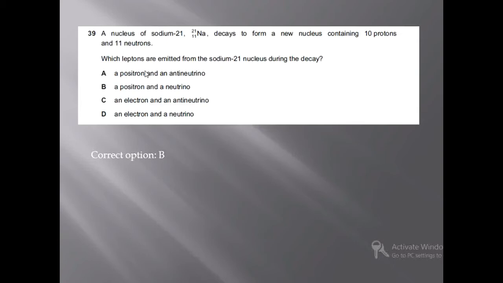Basically, this information has been provided that sodium is decaying, and the nucleus which is emitted contains 10 protons, and when proton number decreases, it means that a beta positive particle, also known as a positron, is emitted. Along with the emission of the positron, a neutrino is emitted. It means that in this case a positron and a neutrino are going to be emitted. As a result, option B is going to be correct.